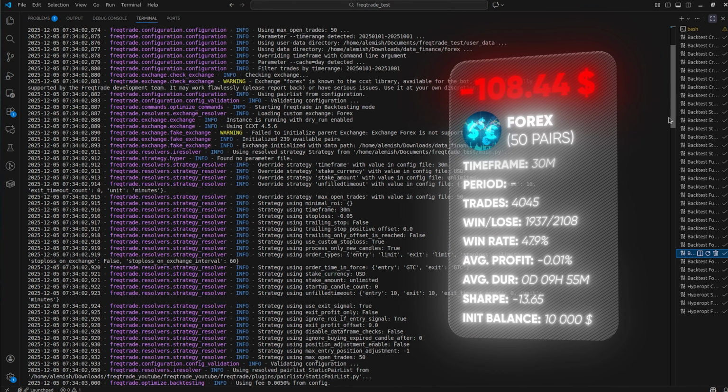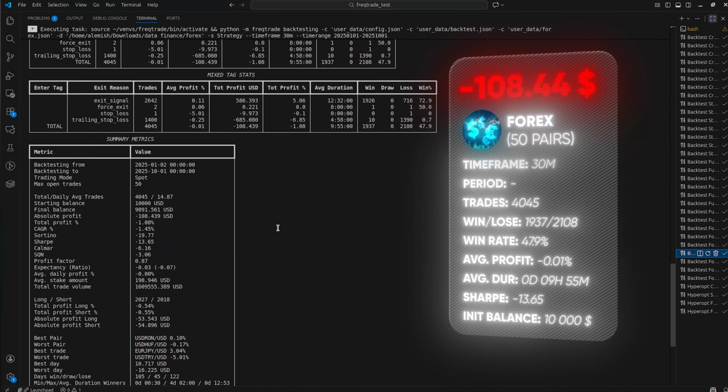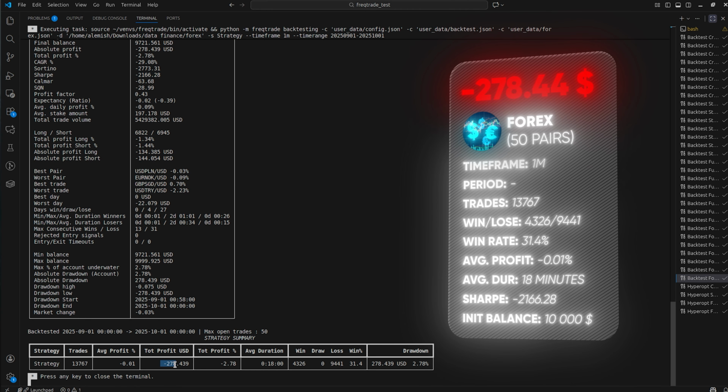30 minutes time frame, our Sharpe is negative minus 13, and we lost $100. 15 minutes time frame, our Sharpe is minus 27, and we've lost $159. 5 minutes time frame, our Sharpe is minus 154, very low, and we've lost $185. And finally 1 minute, yeah, well, once again Sharpe is negative minus 2000, and we've lost $278. So no profits for Forex market.